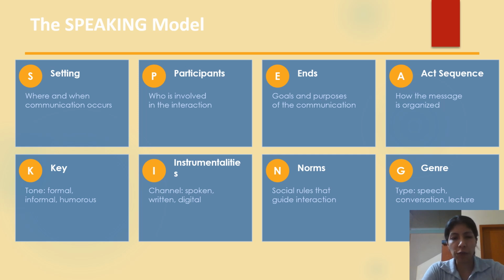K stands for key. This refers to the tone of the communication, whether it is formal, informal, serious, or humorous. I stands for instrumentality, the channel used, for example, spoken language, written text, or digital communication. N stands for norms, the social rules that guide how people interact. And finally, G stands for genre, the type of communication event, such as a speech, a conversation, a lecture, or an interview. Together, these components give us a complete picture of any communicative situation.